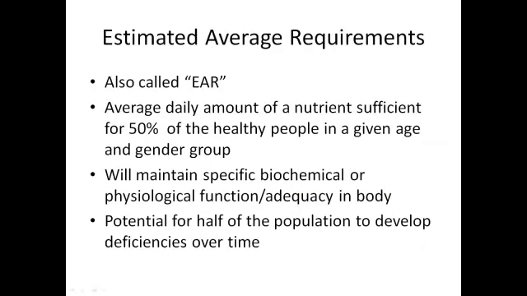The first DRI, or dietary reference intake, we meet is called the EAR, the estimated average requirement. This is the average daily amount of a nutrient sufficient for 50% of the healthy people in a given age and gender group. An EAR will maintain specific biochemical or physiological function or adequacy in the body. But it's important to remember that there is the potential for half the population to develop deficiency over time.